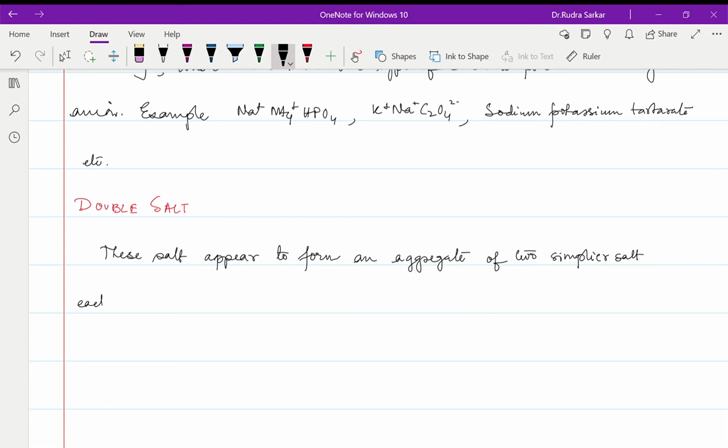each capable of independent existence. They are stable only in solid state.